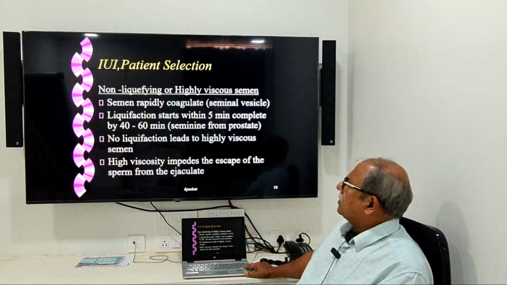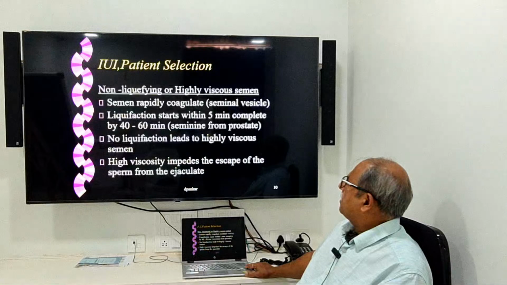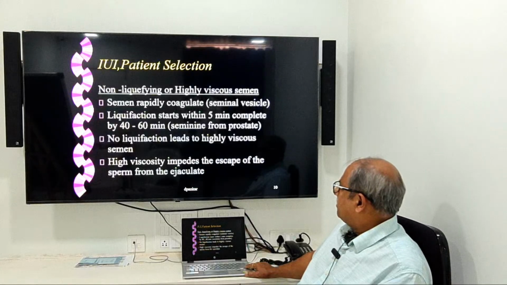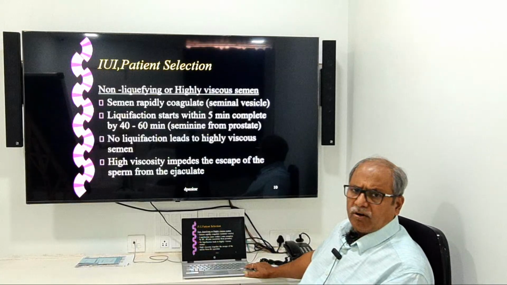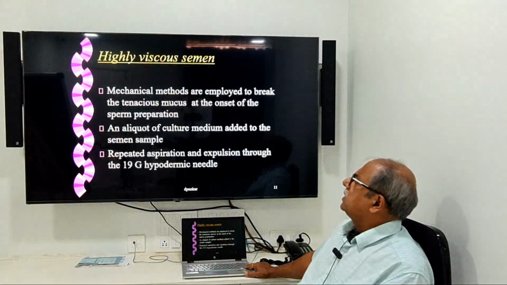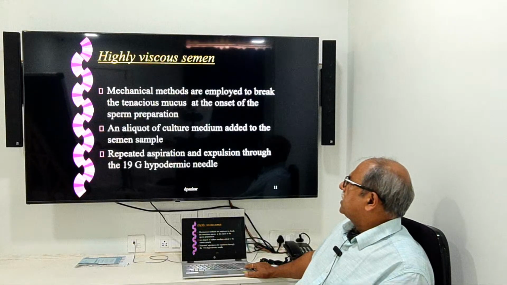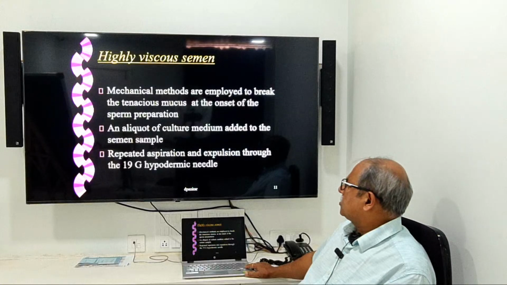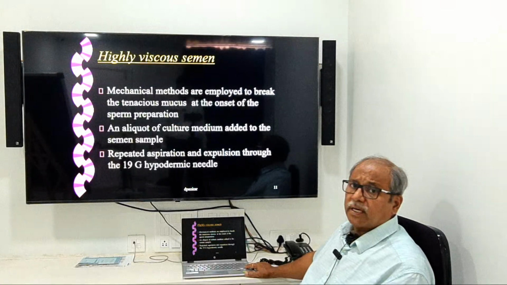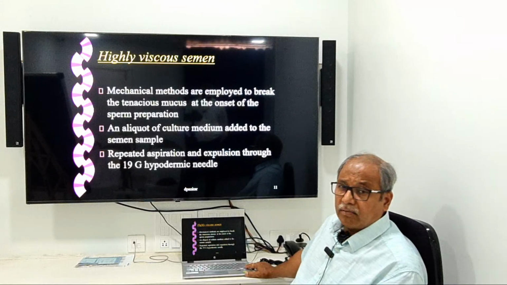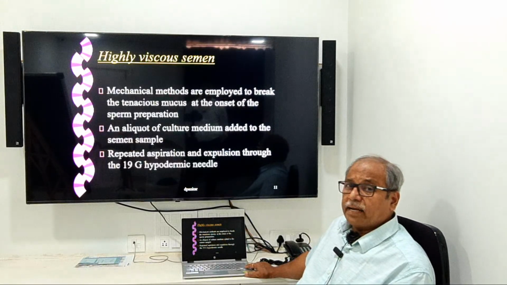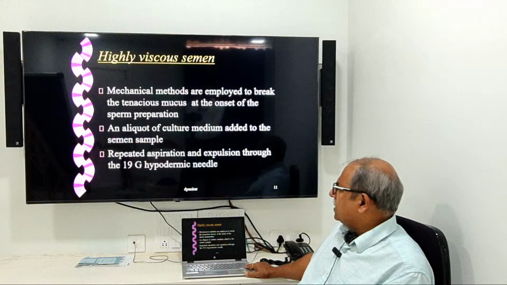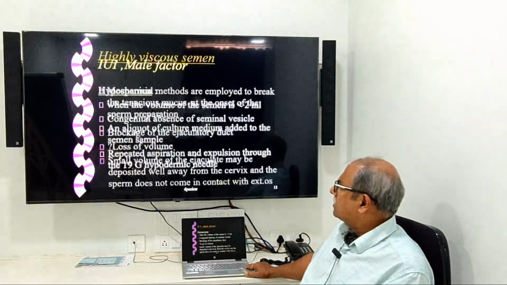Non-liquefied or highly viscous semen rapidly coagulates. Liquefaction starts within 5 minutes and completes by 40 to 60 minutes. No liquefaction leads to highly viscous semen. High viscosity impedes the escape of the sperm from the ejaculate. This is common sense. So mechanical methods are employed for tenacious mucus: an aliquot of culture media is added to the semen sample, and repeated aspiration and expulsion through a 19-gauge hypodermic needle. Again, be careful about putting too much pressure into the syringe, because it might damage the sperm also. So there should be a gentle repeated aspiration, and it may help to liquefy the semen.